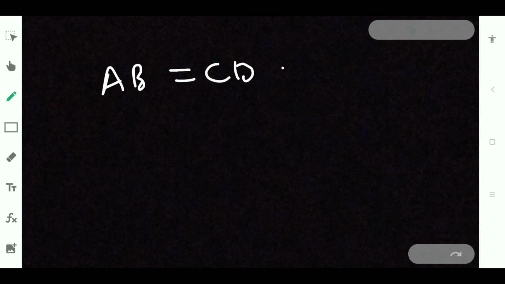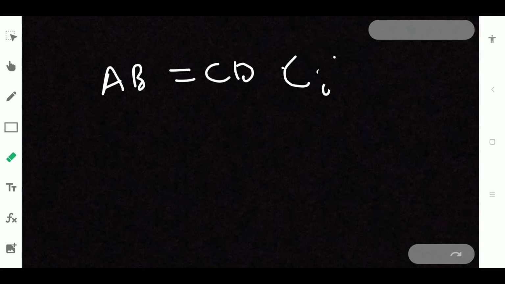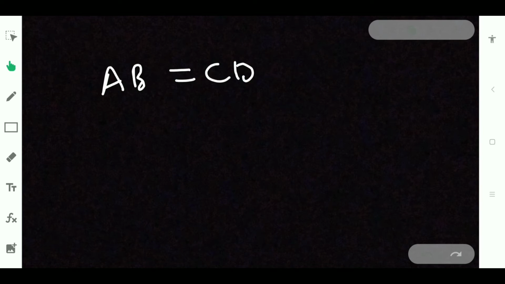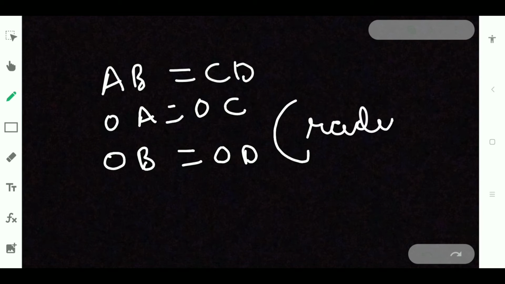So this means that AB is equal to CD. As per the statement, we are doing this, so I am not writing any reason over here. And in the same way, OA is equal to OC, and OB is equal to OD, radii of the same circle.